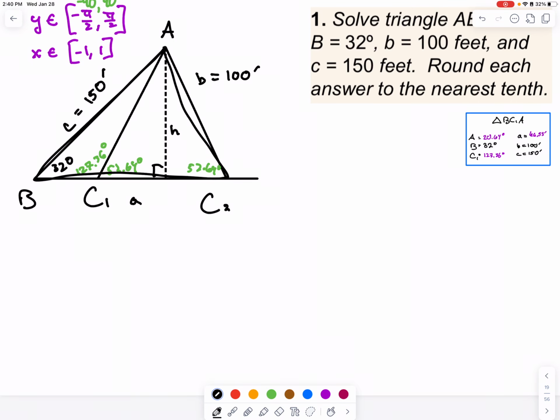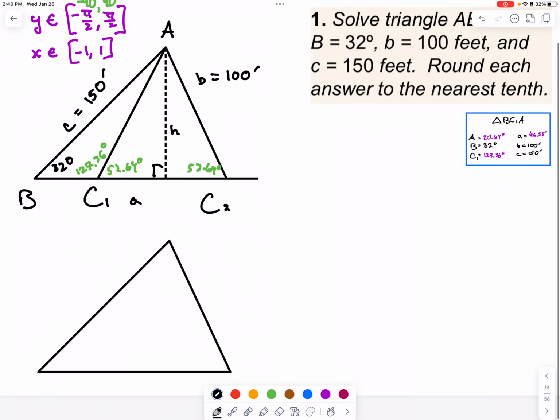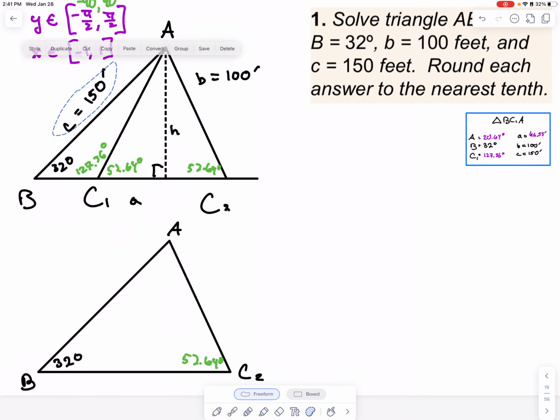This is the other triangle that we need to solve for. So like that, like this, and like this. Okay, we'll work here. So this is our B. This is still our angle A. This is our angle C2. Now we've already labeled it as 52.64 degrees. Angle B was given, so we'll do 32 degrees. If that's C, the C was given, so we can keep this, duplicate, right there.